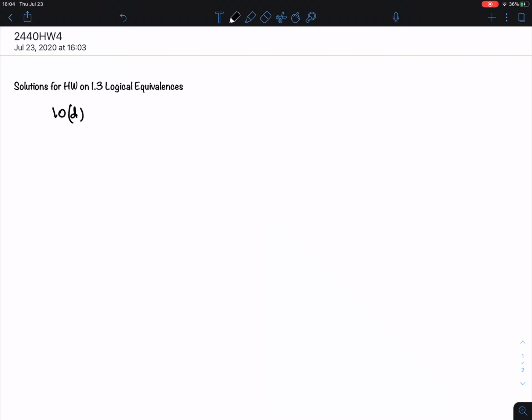I want to go over a couple of the problems that I assigned here on logical equivalences. There's also a review for a quiz which is on the same thing, so you should also look at that. Let's look at 10D.